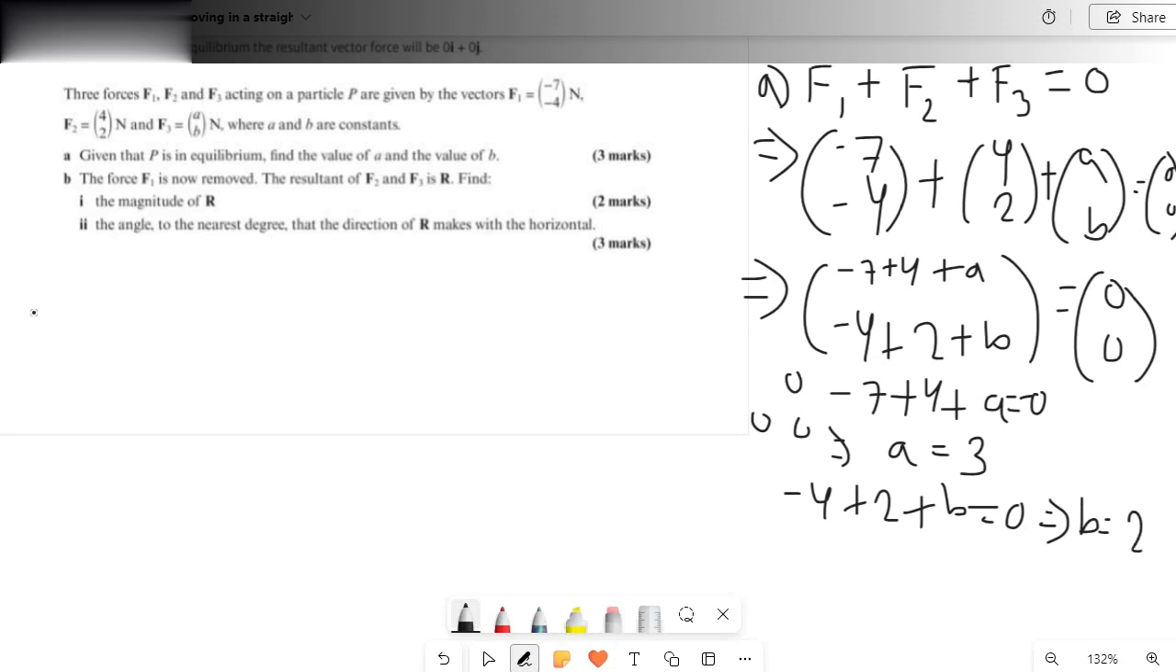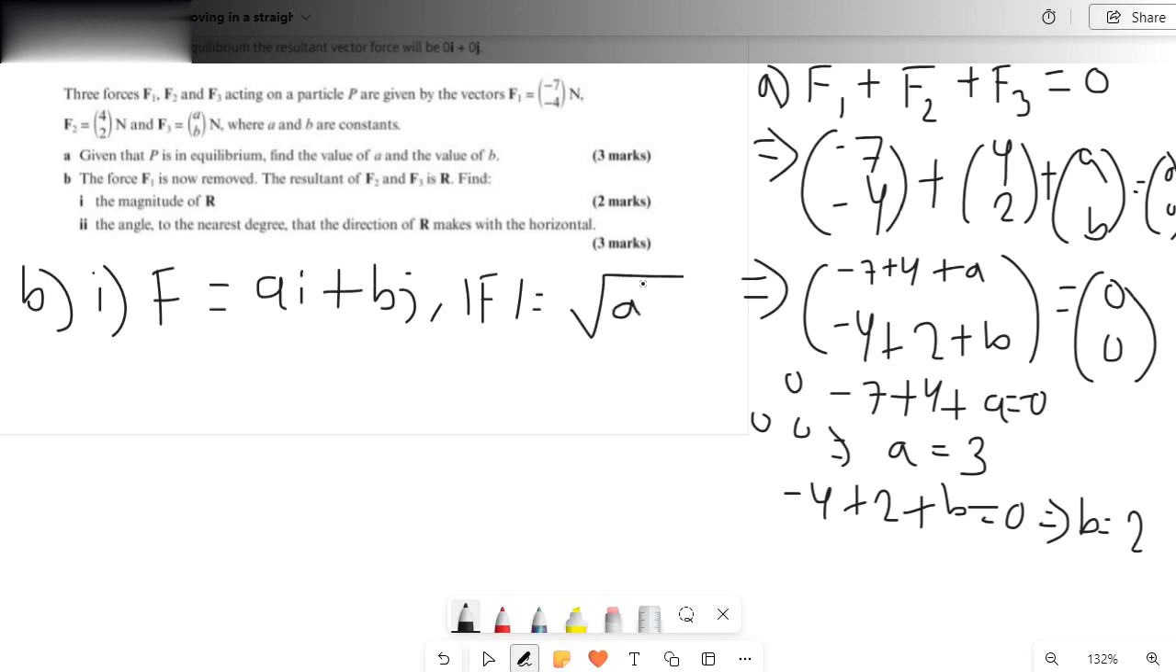In part b, we said that the force F1 is now removed. The resultant of F2 and F3 is R. Therefore, we have to find the magnitude of R. In our last video, we discussed that if a force F is in the form of Ai plus Bj, then its magnitude, or the modulus of F, should be the square root of A squared plus B squared. And so first we have to find R, which is the resultant of F2 and F3.